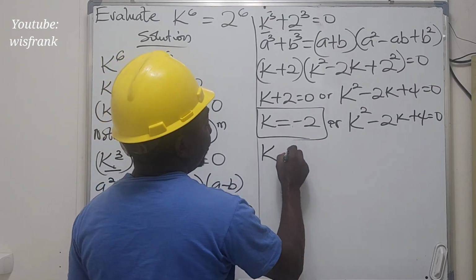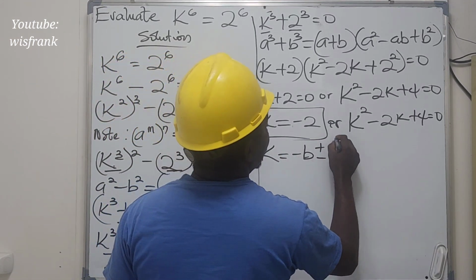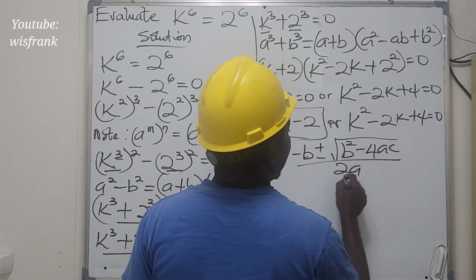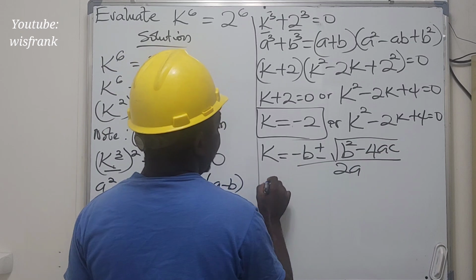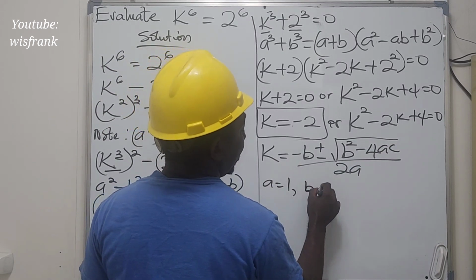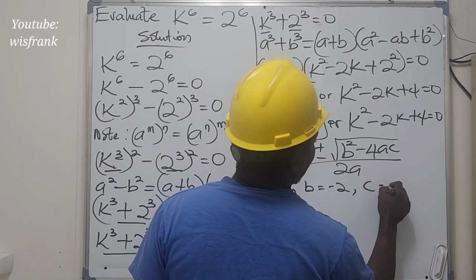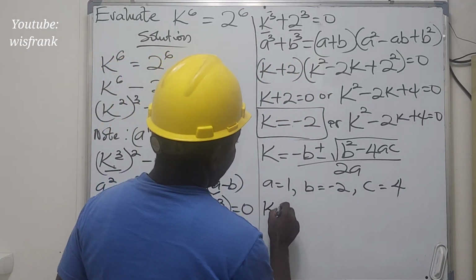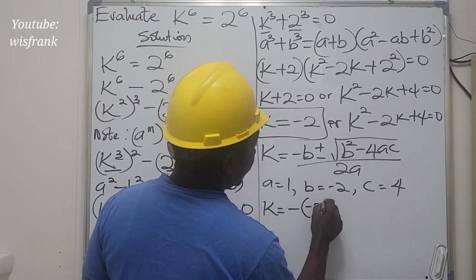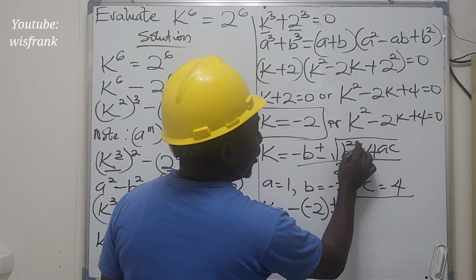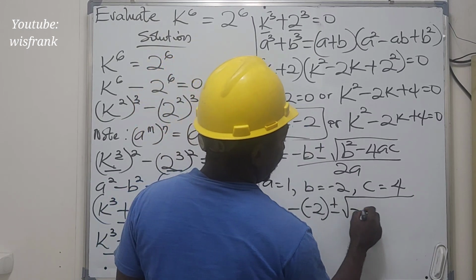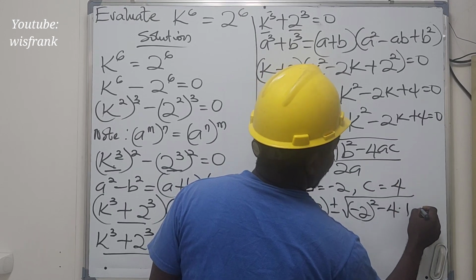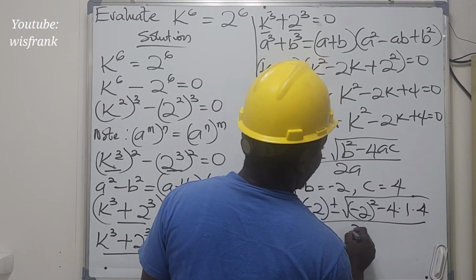Our quadratic formula is in the form k equals minus b plus or minus square root of b to the power of 2 minus 4ac all over 2a. So in this case, our value of a equals 1, our value of b equals minus 2, and our value of c equals 4. Substituting the parameters into the quadratic formula, we have k equals minus into minus 2, plus or minus square root of minus 2 to the power of 2 minus 4 times a, which is 1, times c, which is 4, all over 2 times 1.